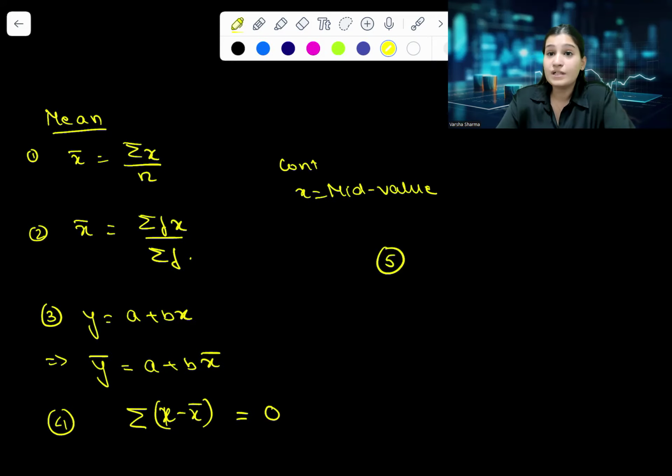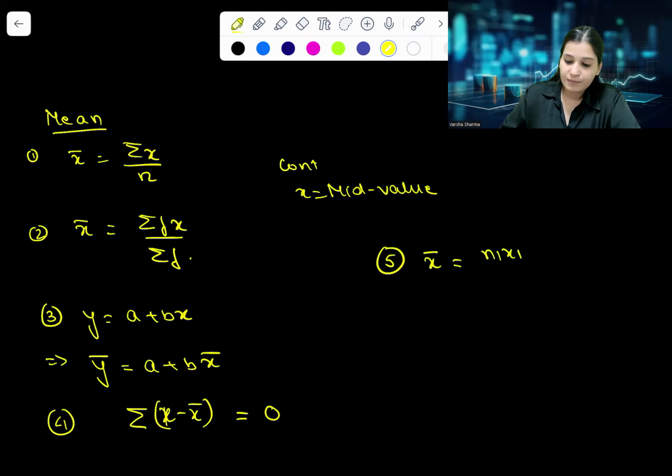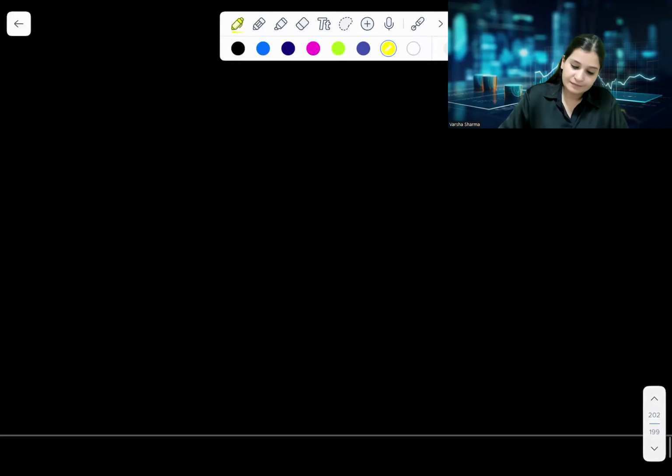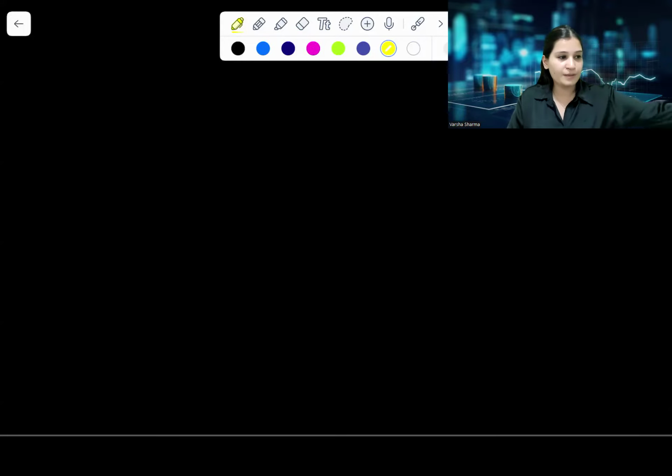Fifth one, it has mathematical treatment. That means we can find out the combined mean. Combined mean formula will be n1 x1 bar plus n2 x2 bar upon n1 plus n2. If I have two different situations and the mean and number of terms are provided to us, then we can use this formula to find the combined mean. Any doubt till here? No, ma'am. Okay. Then we talked about median. First, let's do a few sums for mean, then we'll move forward.